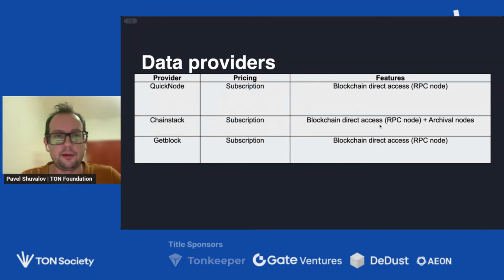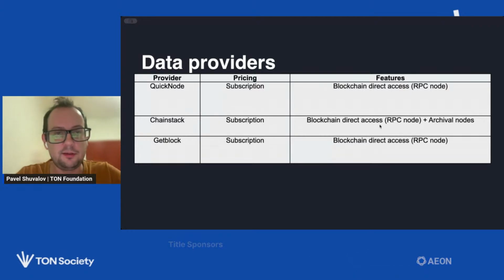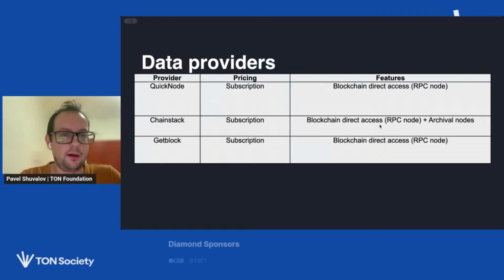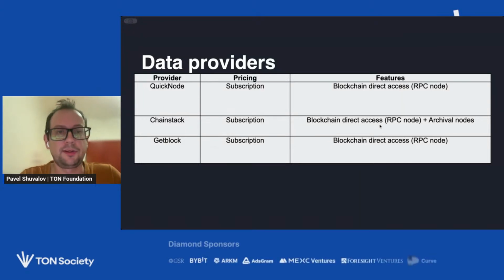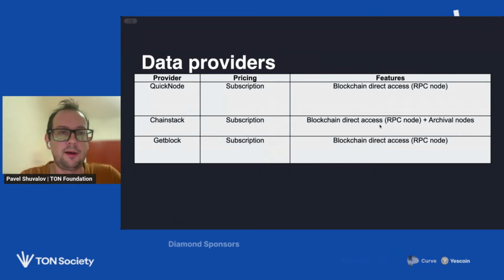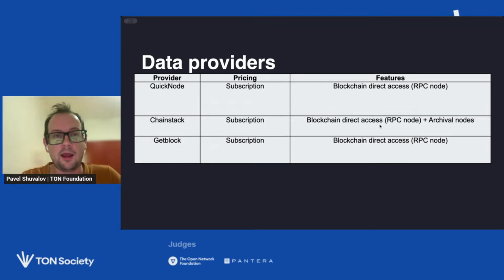But apart from this data provider from our ecosystem, Ton is also present on some major data providers that are chain agnostic. For example, QuickNode, ChainStack, and GetBlock. If you are building a multi-chain product, maybe you already have access and pay a subscription on QuickNode to work with Solana, Ethereum, and so on. And in this case, it's quite convenient to use these data providers.